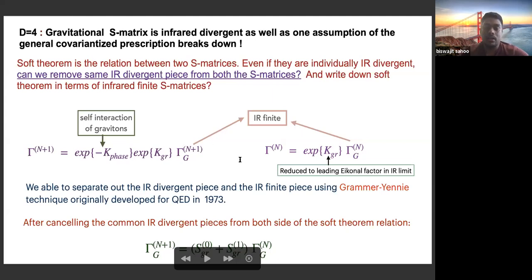So we have to IR regulate this extra k phase factor, which I'm calling k phase, and the k gr is the known eikonal factor in the IR limit. Then we can cancel from both sides of gamma n plus 1 and gamma n this e to the power k gr and try to relate the n plus 1 point finite piece of the amplitude and the n point finite piece of the amplitude. Then we can try to find out what will be the soft factors S0, S1, S2, all those terms. So this is what I'm going to tell.